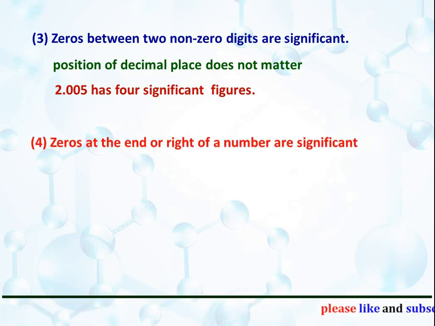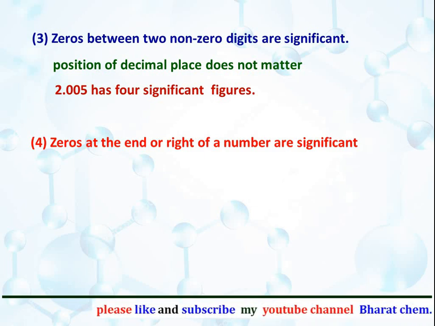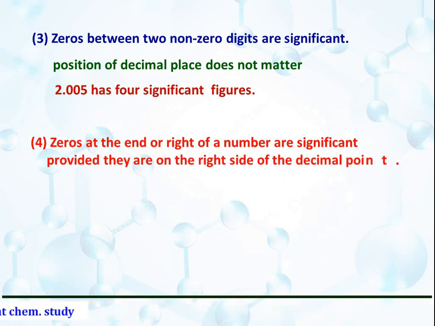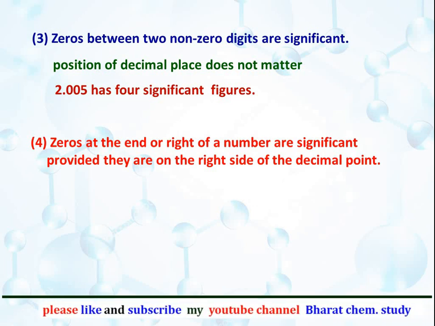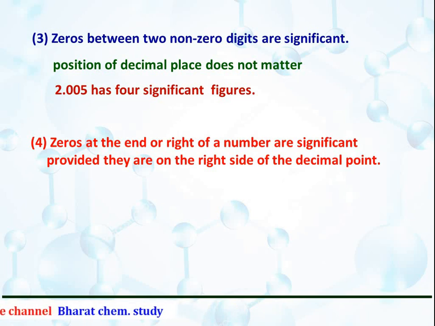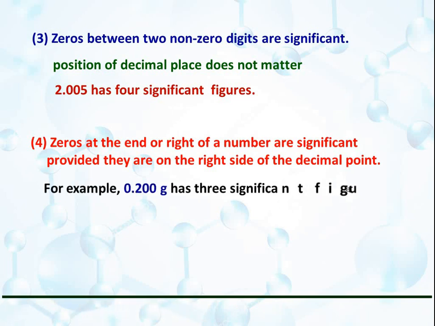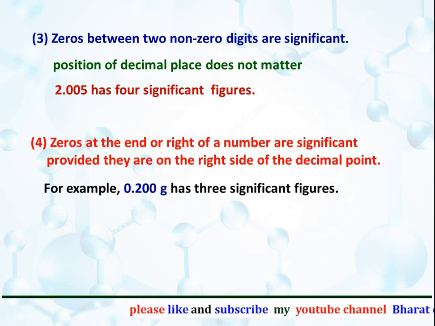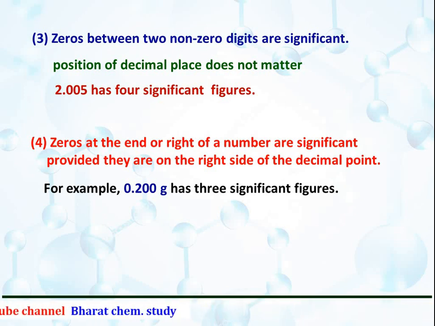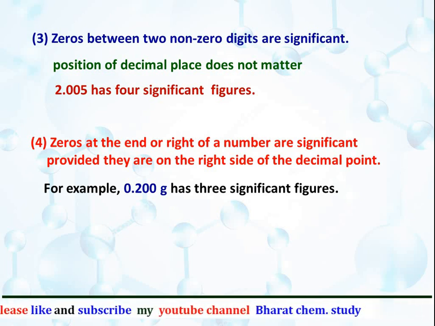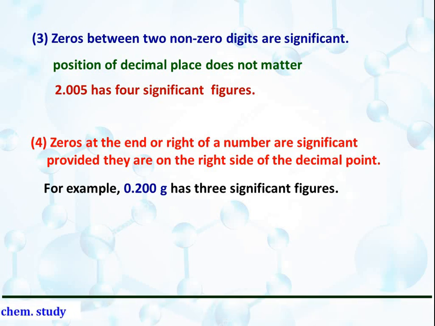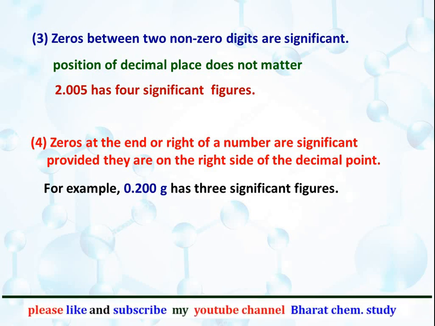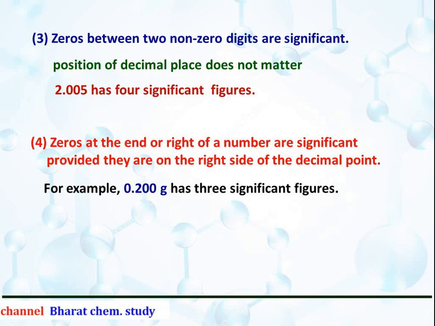Fourth point: zeros at the end or right of the decimal place are also significant, provided they are on the right side of the decimal place. Or, zero can be significant only when it is present at the right side of the decimal place. For example, 0.200. Here one zero is present in front of 2, but two zeros are present at the back. So these two zeros which are present at the back of the non-zero digit 2 are also significant, but the zero which is present in front of 2 is not significant. So the value 0.200 has only three significant figures.